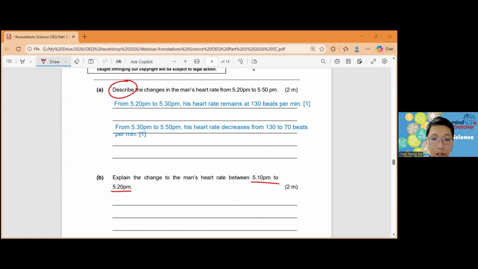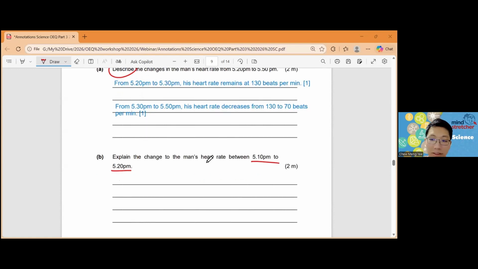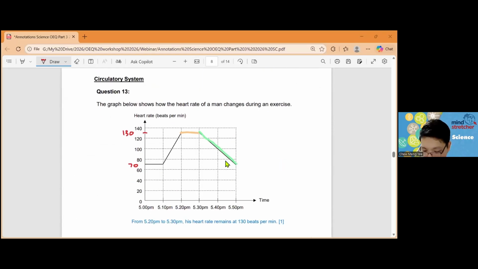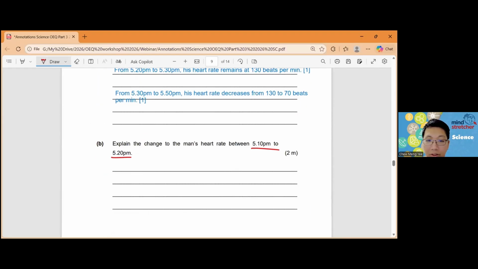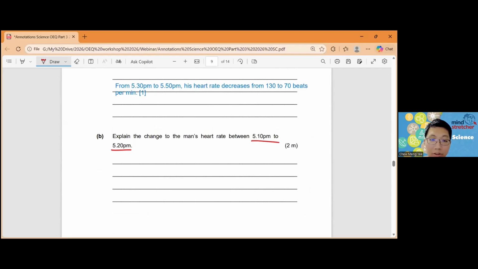Right. So how do you phrase the answer for B? B is the standard explanation for why heart rate increases or heart rate decreases. So 510 to 520, let's look at the graph first. And of course, this is for increase. Heart rate has increased. Why does the heart pump faster? Let's explain that. So that must be when he started exercising, right?